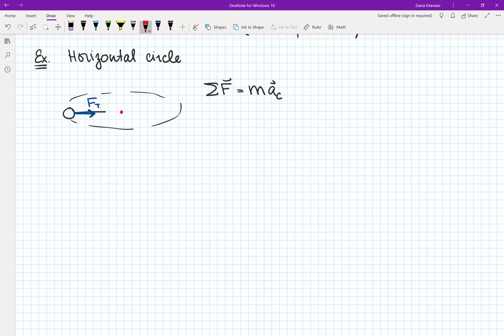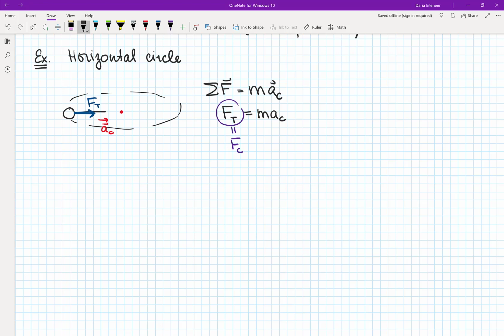Because here is your center of the circle, right? So we know centripetal acceleration points towards the center. So in this case, it's only the force of tension that contributes to centripetal force. In other words, force of tension is the centripetal force in this case. So it's not a new force. You're never going to put centripetal force on your free body diagram. Now, this, strictly speaking, is not a free body diagram, right? It's just an illustration, but whatever.